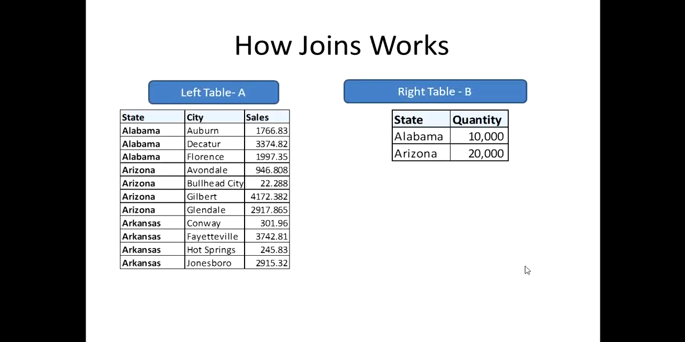Now let us see how joins actually work. Okay, so let us see the behind the scene. So here I have my table, left table A, and here I have my right table B. Why am I calling it a left table or right table? It's very simple logic. It is sitting on my left hand side, so I'm calling it the left table. And this table is sitting on my right hand side, so I'm calling it the right table.